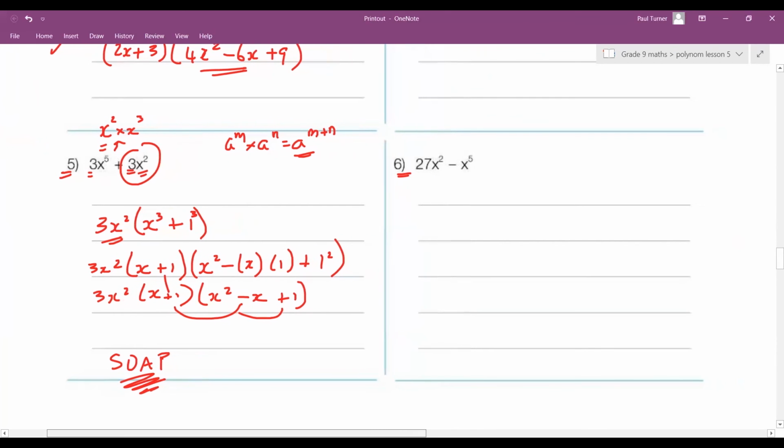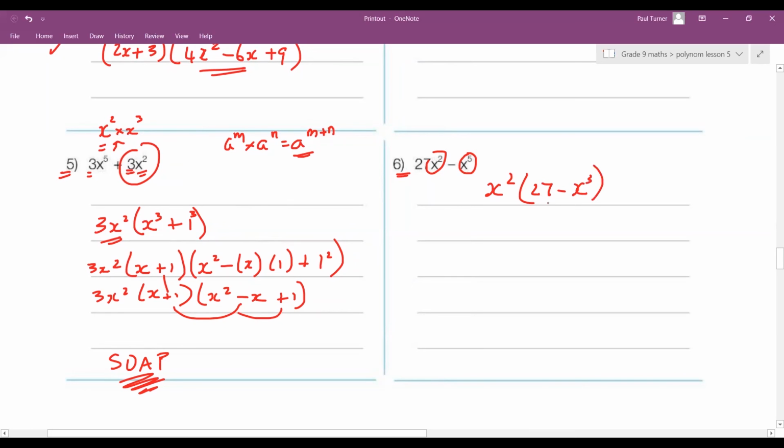We got a few more minutes. So in this one, we've got 27 and minus 1. So the number won't have a common factor, but we have an x squared and we have x^5. So you can take out x squared as a common factor. You'll have 27 minus x cubed, right? And 27 is 3 cubed, so we can change that again. 3 cubed minus x cubed. You don't have to have x as the first number. X can be second number or the first number, it doesn't matter.